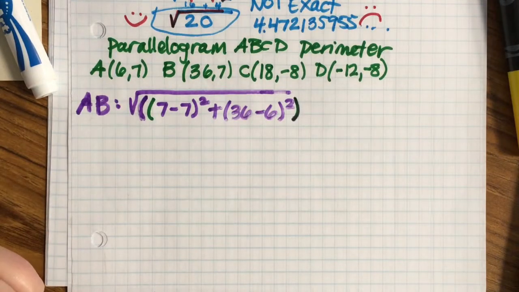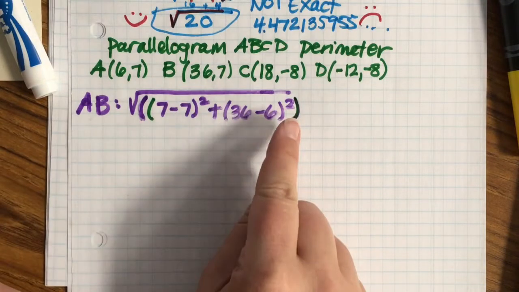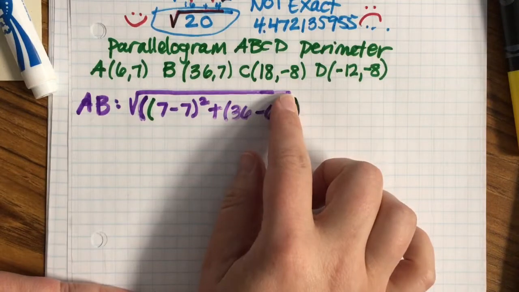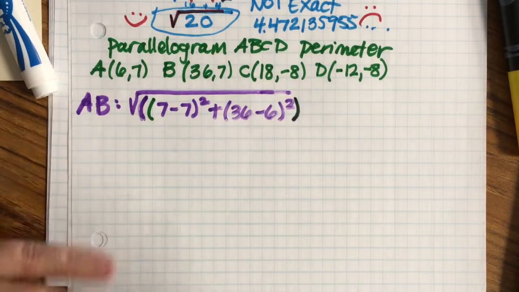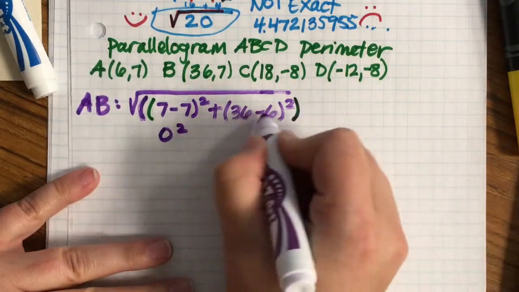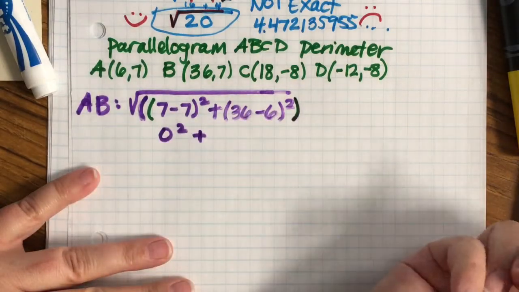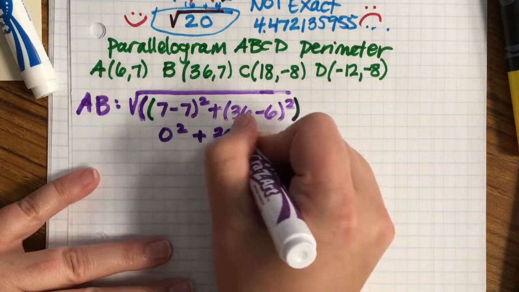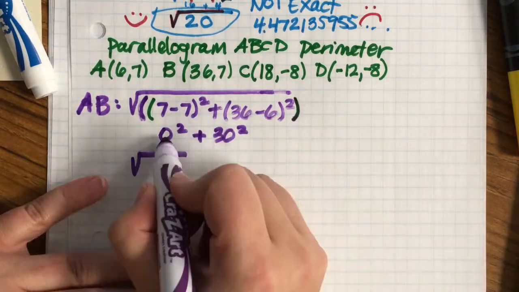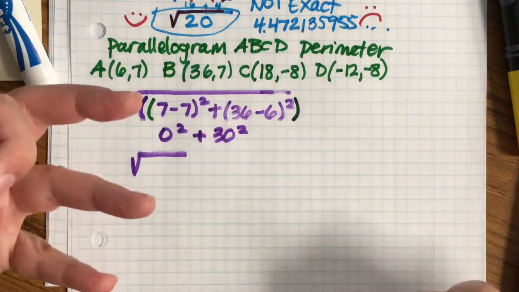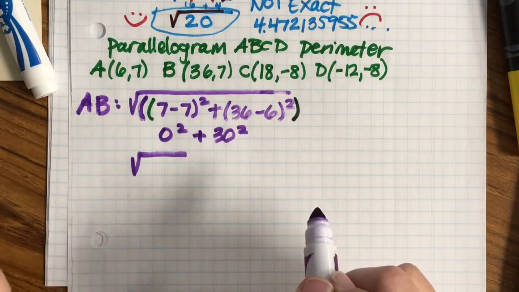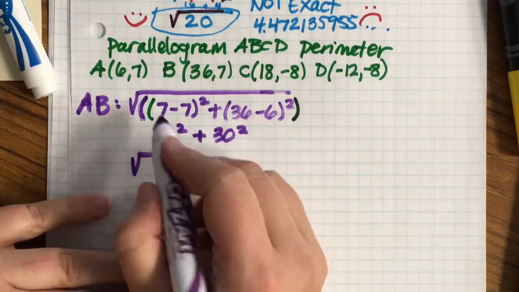And we actually don't want the square root yet, because then you'd get a decimal, and if you did put the square root first, then you could square it at the end. Okay, so then 7 minus 7 would be 0 squared, right? And what is 36 minus 6? 30 squared. And technically, we know that we can just put the square root at the end. So 0 squared is just 0, right? And what's 30 squared? 900.